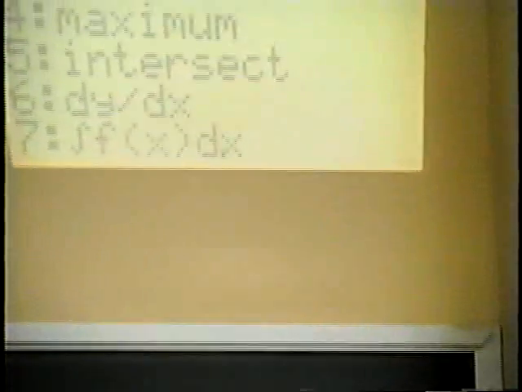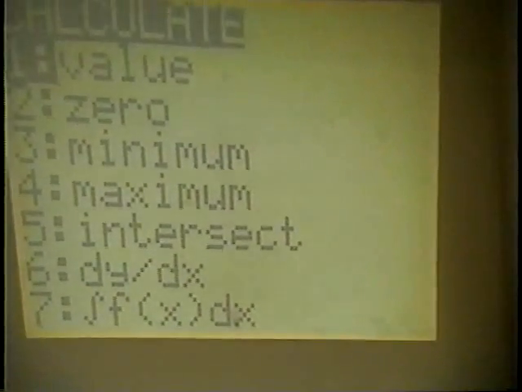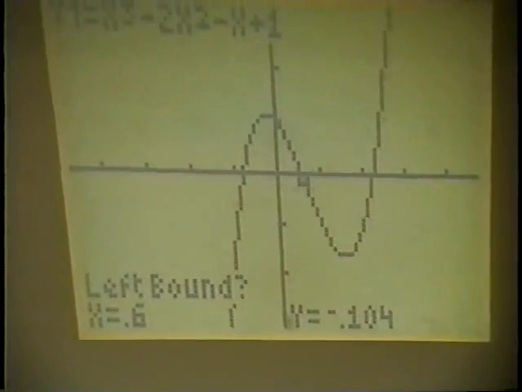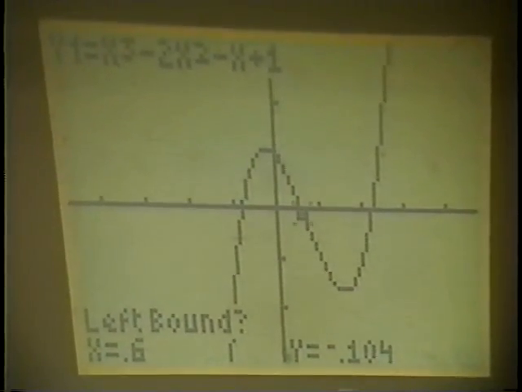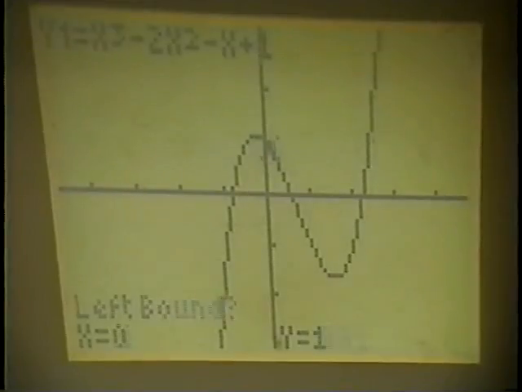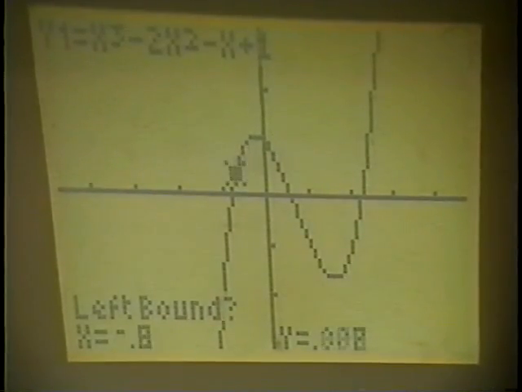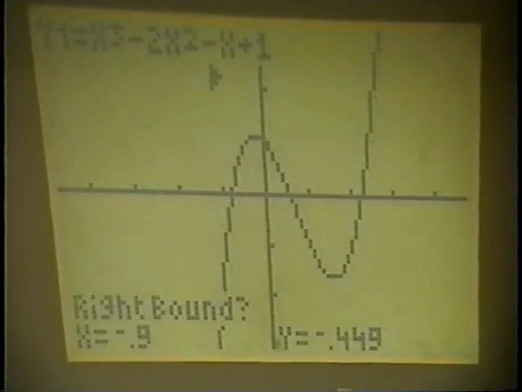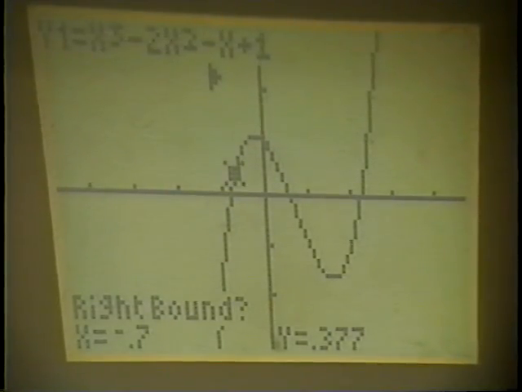Let's hit option 2. I want to find a root of this. Now, let's move my cursor. It's going to ask you for a left bound. It's going to ask you to bound your root on the left side and on the right. So I'm looking here. I say, OK, that's clearly to the left of the root that I'm looking for. So I hit enter. Then it asks me for a right bound. So I move my cursor. So I'm clearly to the right of the root, and I hit enter.